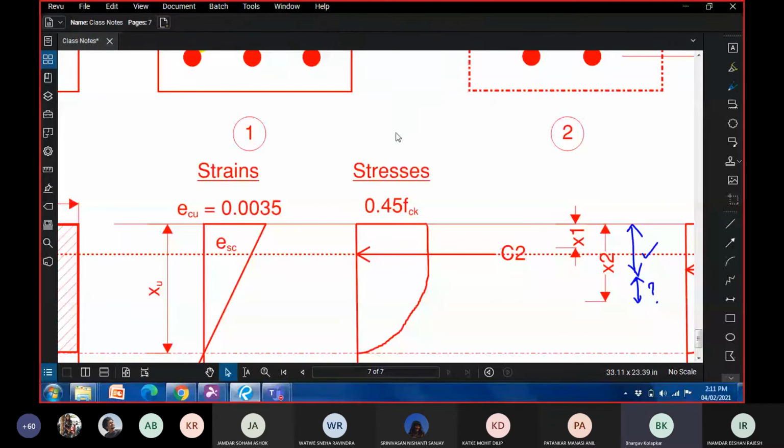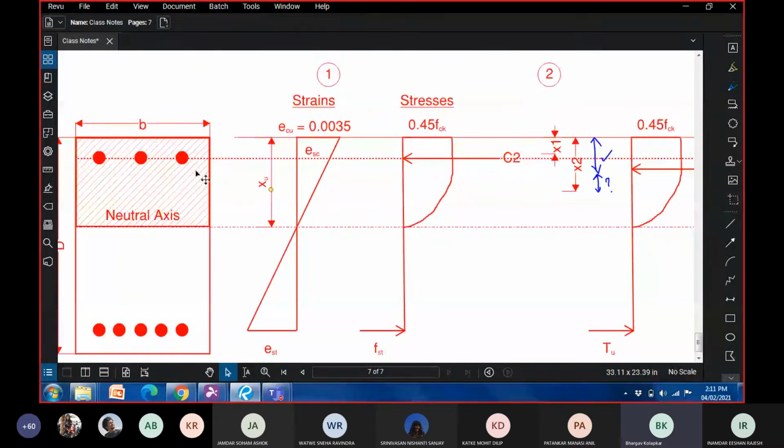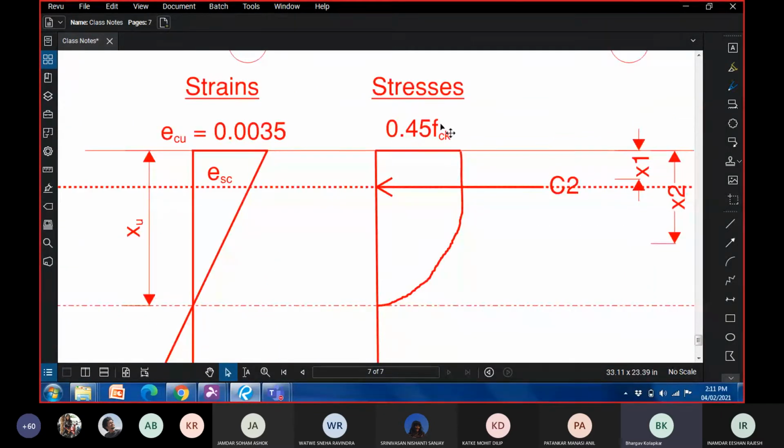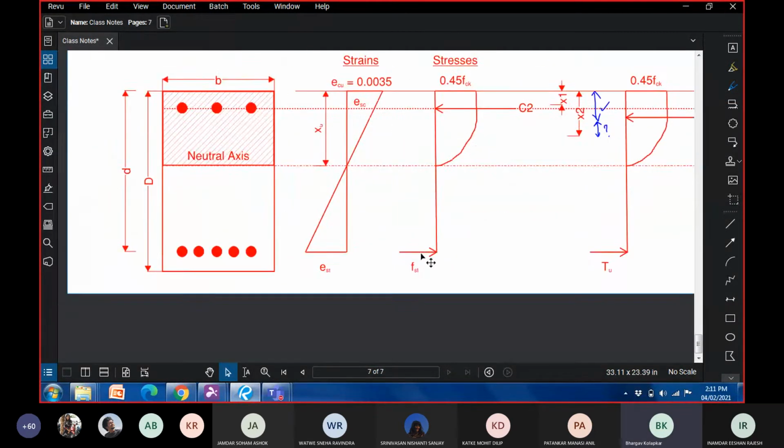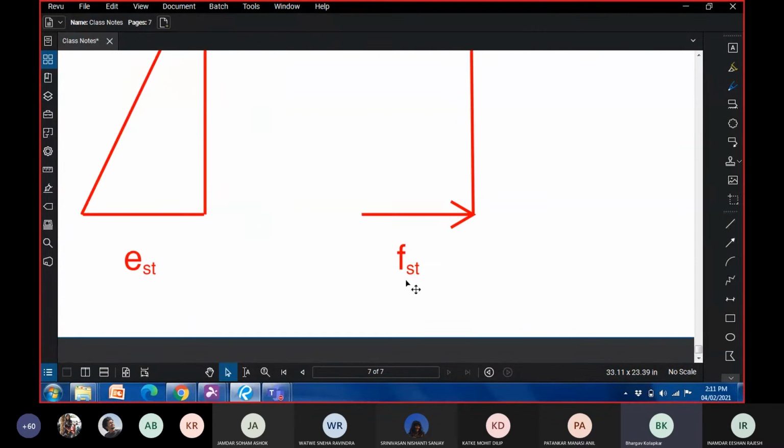So these are our stresses. Now for concrete, we know that the stress variation is something like this: a parabola up to a certain depth, then a rectangle. The maximum value is 0.447 FCK, which we have approximated to 0.45 FCK. Then there's stress in steel in tension at this level.